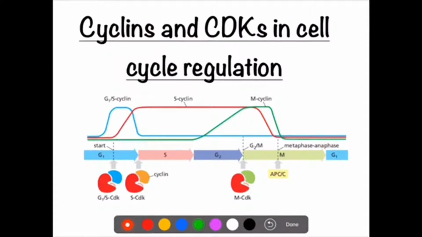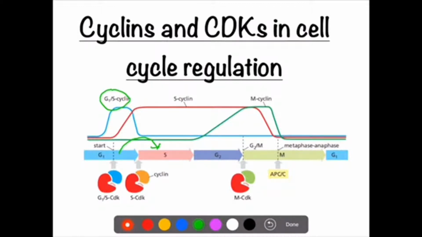G1 phase has G1 cyclins and G1/S cyclins. G1 cyclins activate genes that synthesize these G1/S cyclins. G1/S cyclins are important for progression of cell from G1 to S phase. Then S phase cyclins. S phase cyclins are important in S phase. S phase cyclins are involved in DNA replication in S phase.